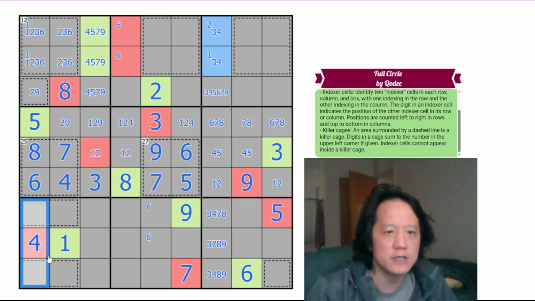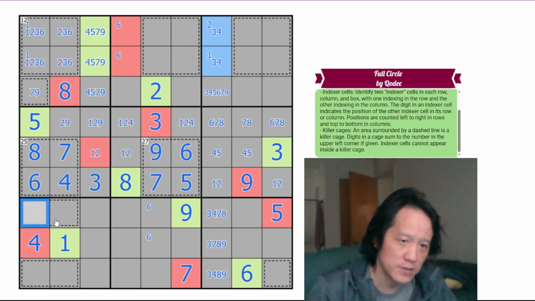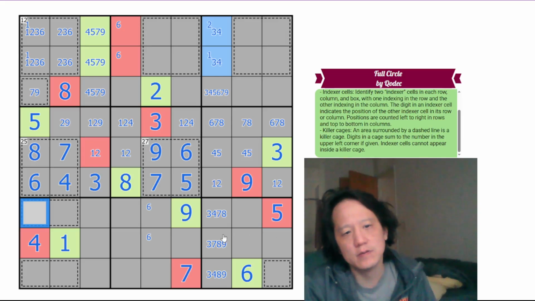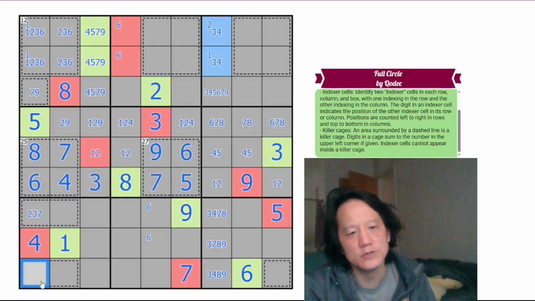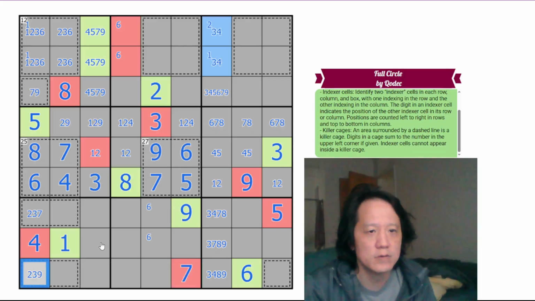Remaining digits in column 1. We have 1, 2, 3, 7, 9. But this cannot be 1. So 2, 3, 7, no 9 here. 2, 3, no 7, and that's 9. One of these is guaranteed to be 7 or 9.